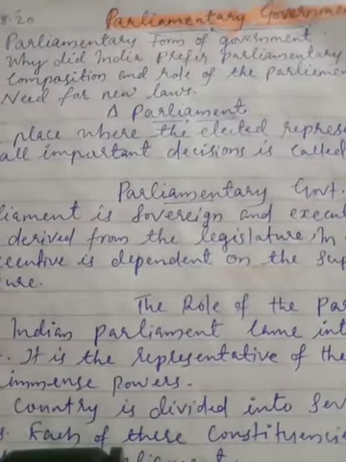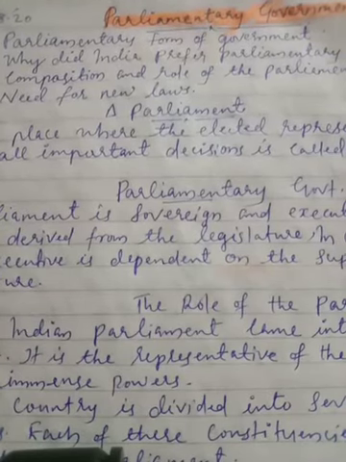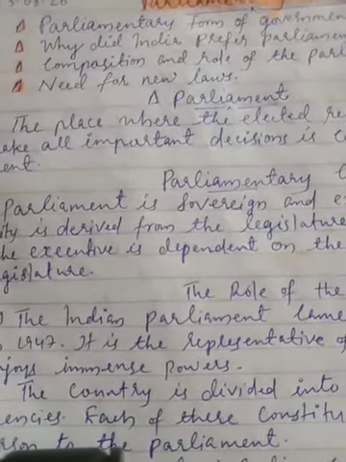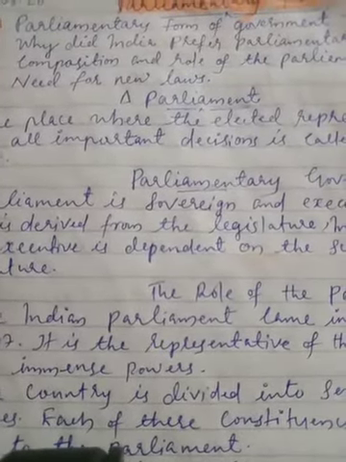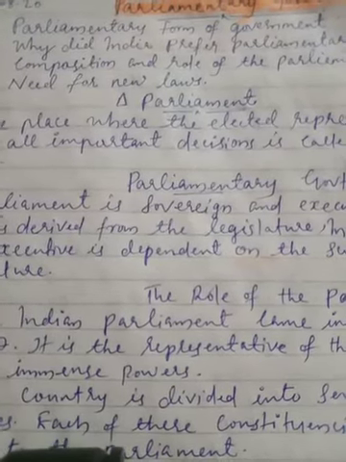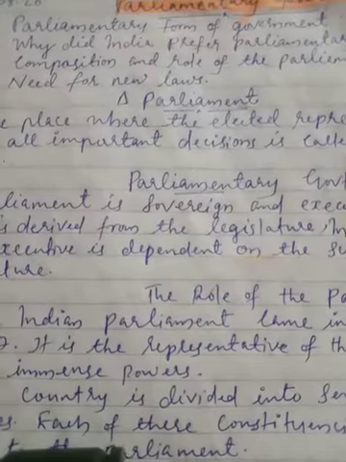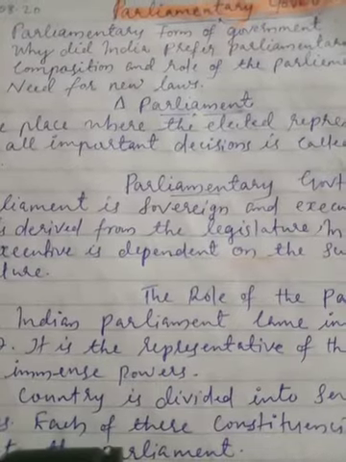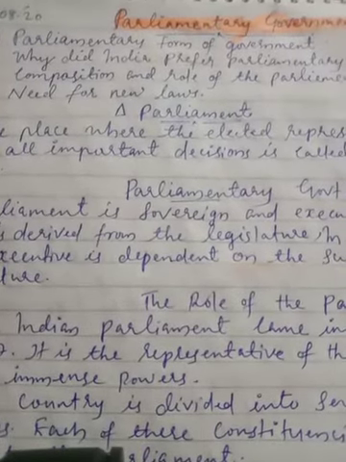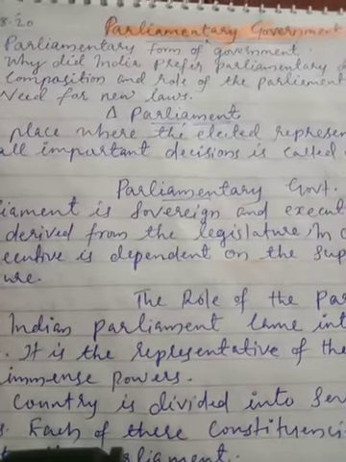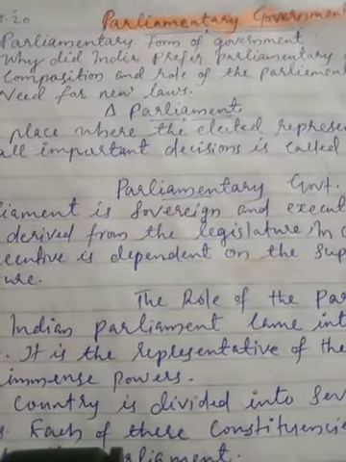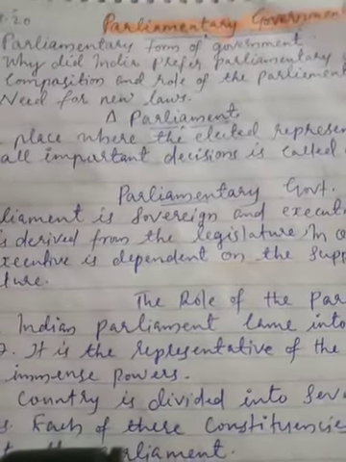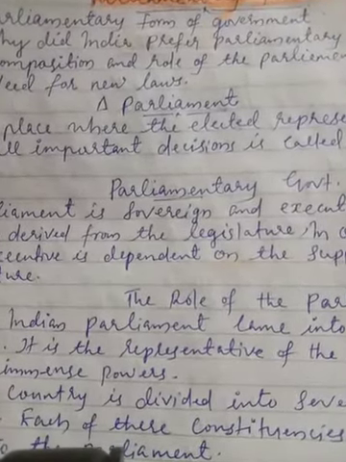In a parliamentary form of government, the executive is dependent on the support of the legislature. However, the president only enjoys ceremonial powers and works on the advice of the Prime Minister and his council of ministers who are answerable to the legislature. So here the president has only the ceremony, means formal powers. We can say that it's a rubber stamp. But the Prime Minister is controlling, and real power lies with the Prime Minister and his Council of Ministers.